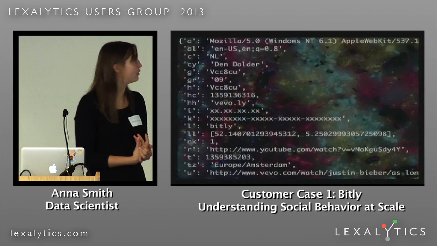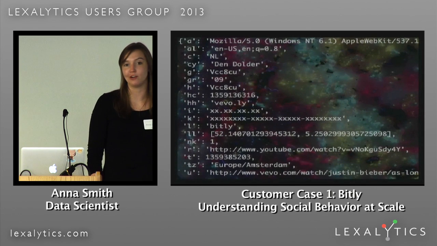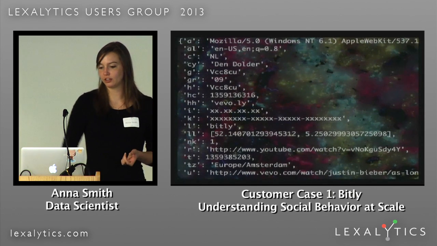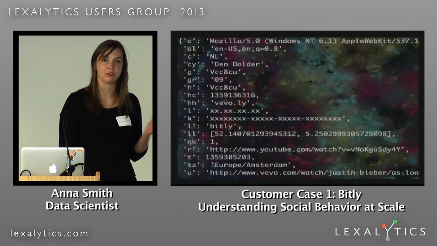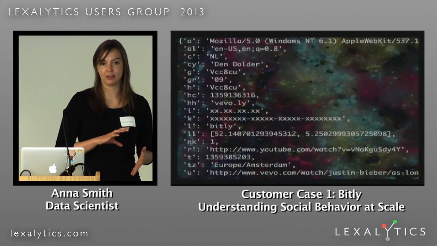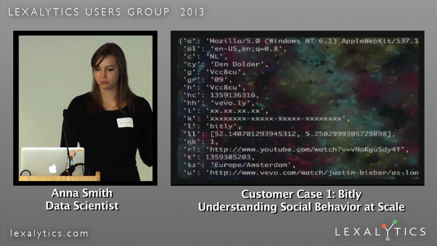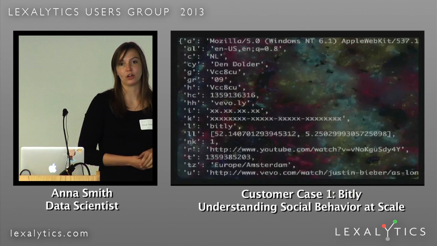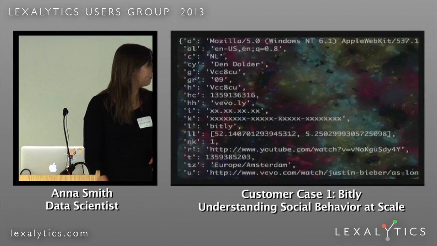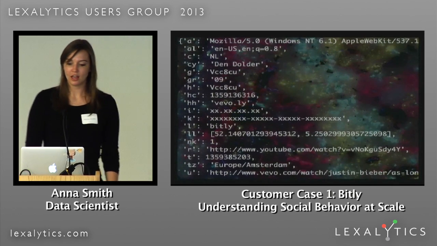The stuff we see when someone clicks on one is we see their user agent, so we know what browser and platform they're on in the OS. We can see if they have a preferred language set. We extract where they are in the world based off of IP, so we can see this person was in Den Dolder, and we can see what URL they were hitting on. So here it was a vivo.ly link, not just a bit.ly.